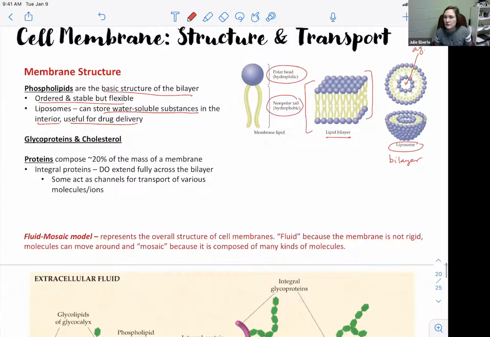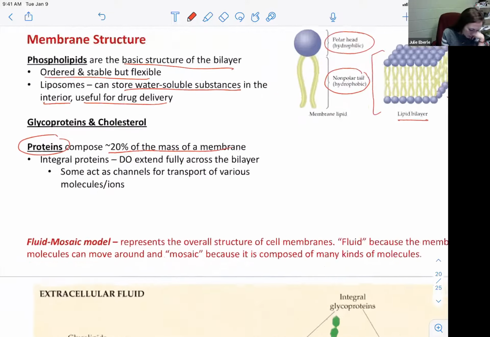What else is in our cell membrane structure? Glycoproteins and cholesterol. We already talked about what glycoproteins are for. They have those sugar polysaccharides or monosaccharides that stick out above the cell surface and act as receptors. They're important for intracellular messaging. Cholesterol, we said, is important for the rigidity of our cell membrane. So those are part of it. And then we have proteins. Proteins compose about 20% of the mass of our membranes. Now we have different kinds of proteins in our cell membrane. We have some that go all the way through the membrane and some that don't go all the way through. So we have integral proteins.